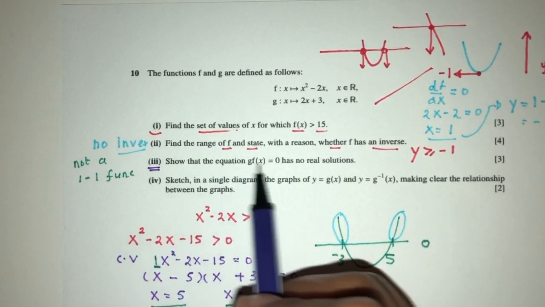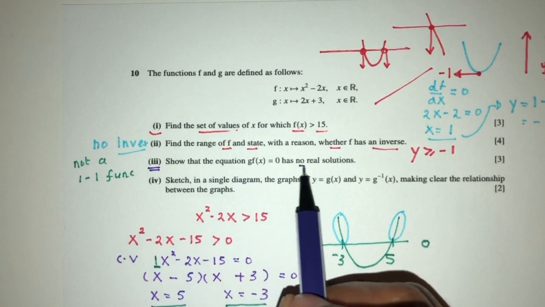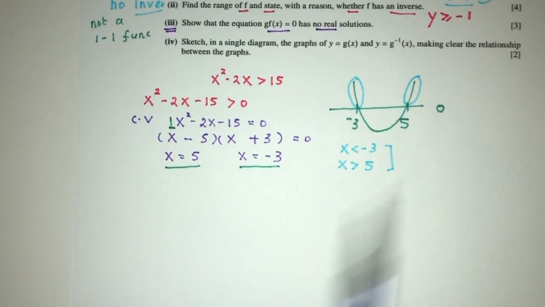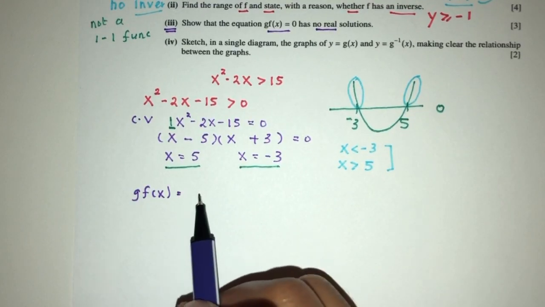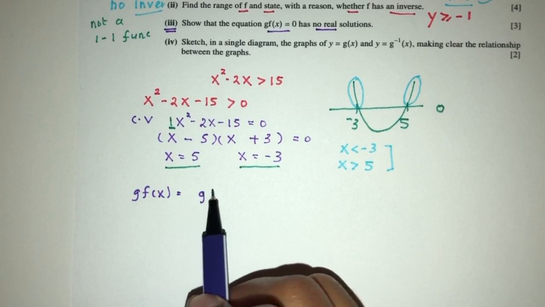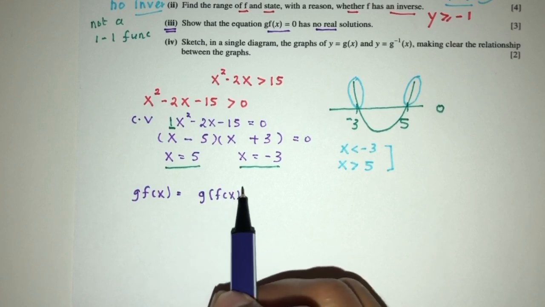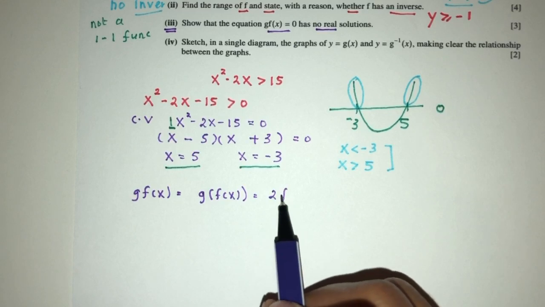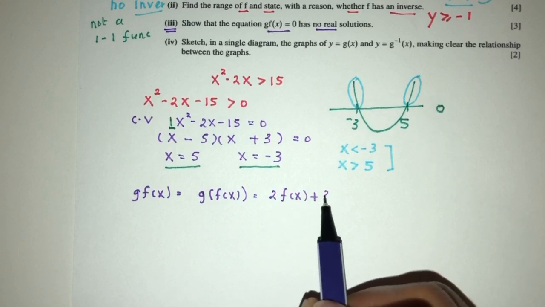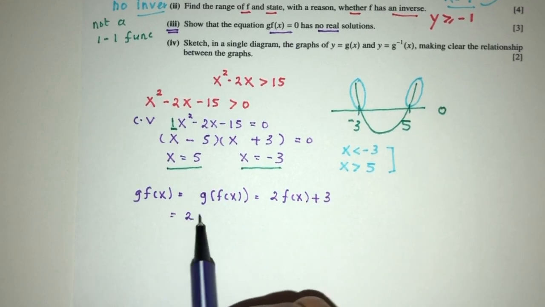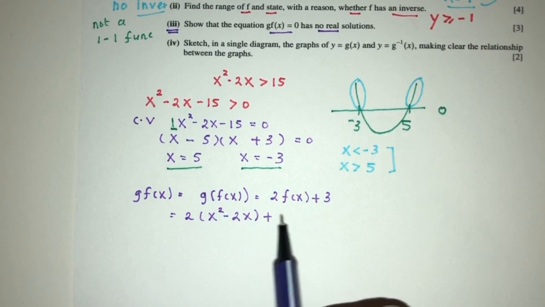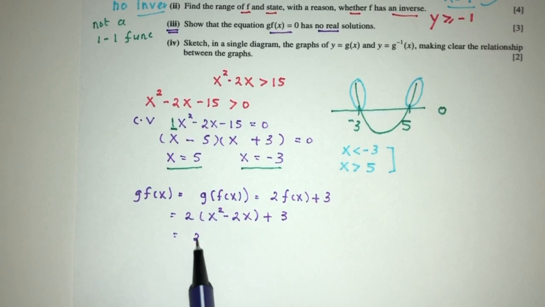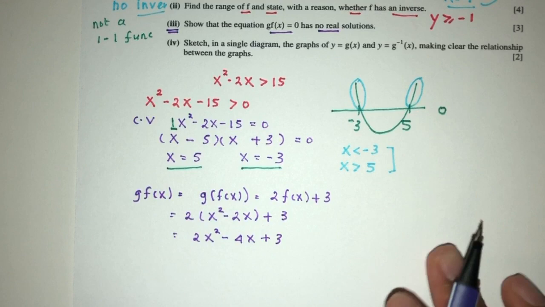So here we have to show the equation has no real roots. So pretty easy. First let's find g of f of x. That will be 2 f of x plus 3. That should be 2 times x squared minus 2x plus 3. That will be 2x squared minus 4x plus 3.